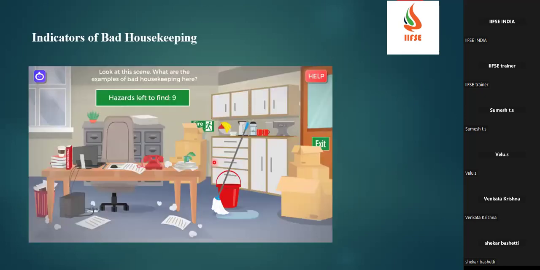Now we'll see what the indicators of bad housekeeping are. So what I do is I'll unmute you people. You can identify the unsafe conditions or the bad housekeeping practices here. What do you feel is unsafe here?